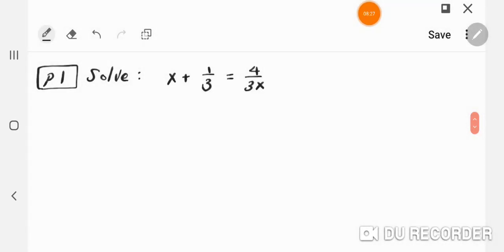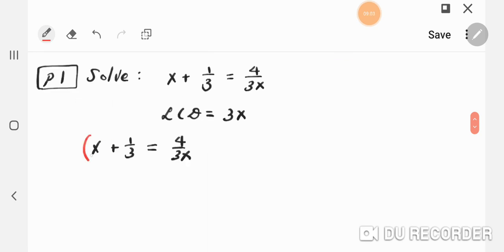Okay, problem 1. Solve this equation. Pause this and try it yourself right now. Did you get the solution? Let's try together. Let's find the LCD. This equation contains two fractions, and the denominators are 3 and 3x. So the LCD is 3x. So we will multiply each side of the equation by 3x.